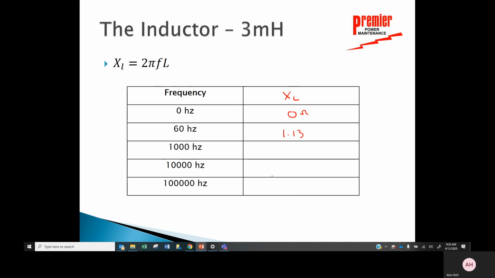And over here, 10,000 times 6.28 times 3 millihenries is going to be 188. So you can see it's going to increase with time. So we can get the feeling of what we're doing there on each one of those.